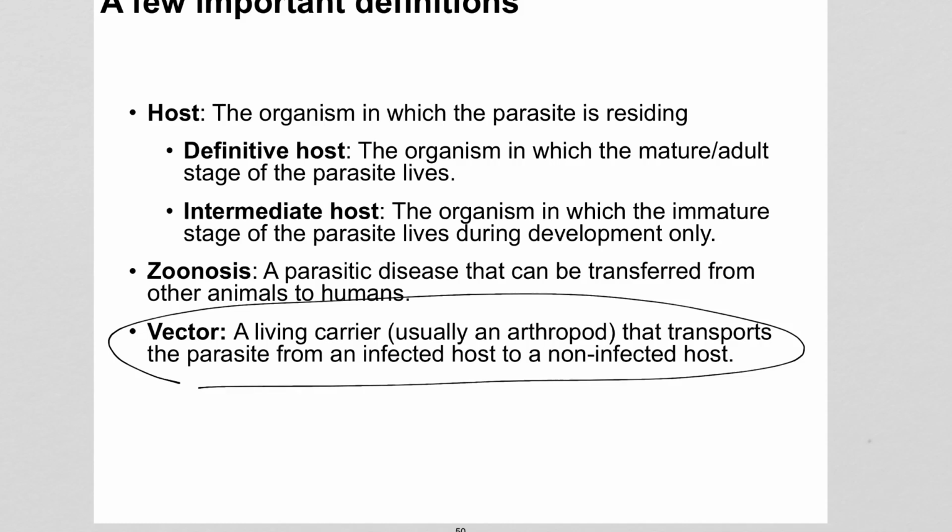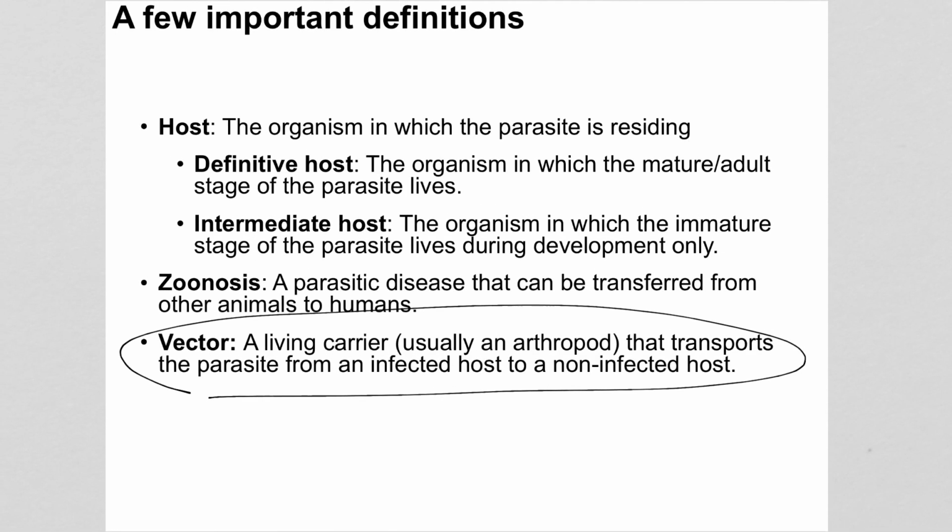A vector is something different. This is like a mosquito with malaria or ticks with Lyme disease. The insect doesn't actually become infected. So mosquitoes don't have symptoms from malaria. The mosquito is not trying to actually cause damage. It just transfers it from one person to another. And so a vector is really just a carrier. Zoonosis is when other animals actually get the infection and experience symptoms.